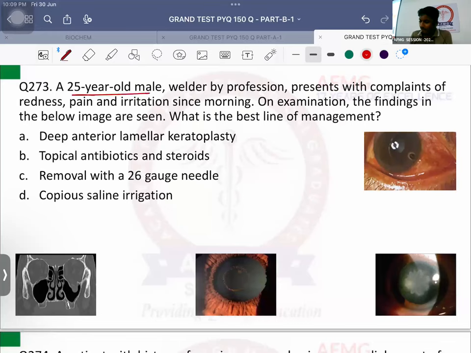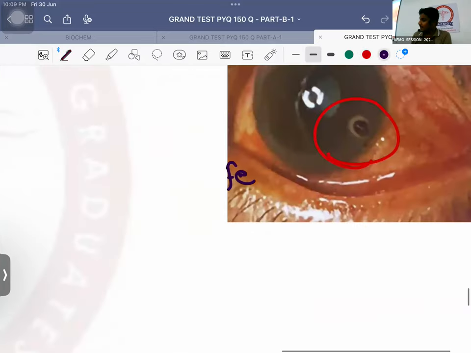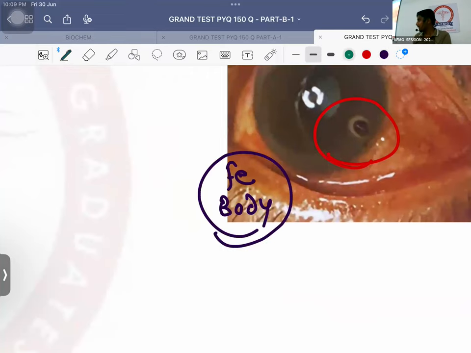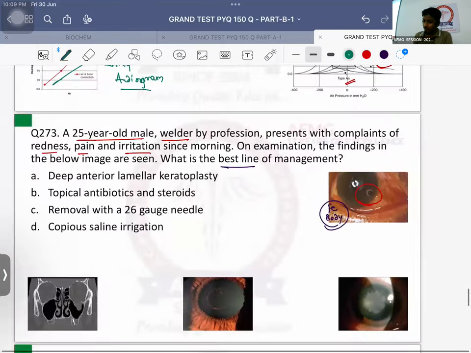273. A 25-year-old male, welder by profession, presents with complaints of redness, pain and irritation since morning. On examination, the findings in the below given image are seen. What is the best line of management? What is this? This is nothing but a welder, and more likely it is a foreign body, which is an iron foreign body, right? So it is an iron foreign body. What should be done?